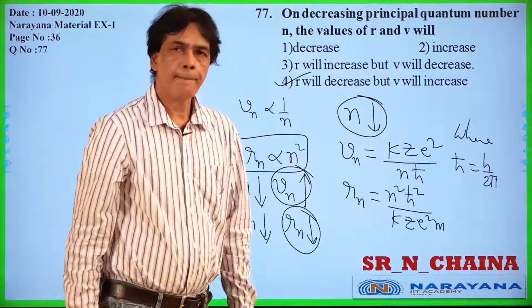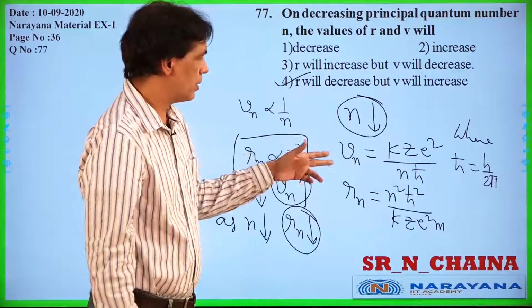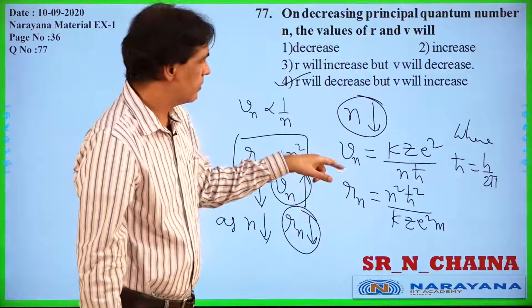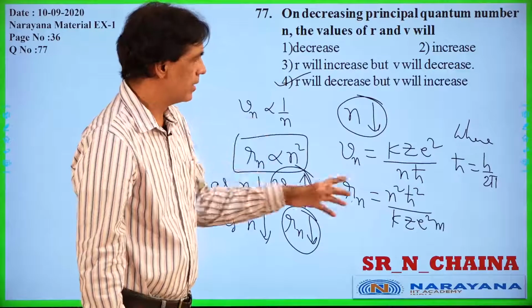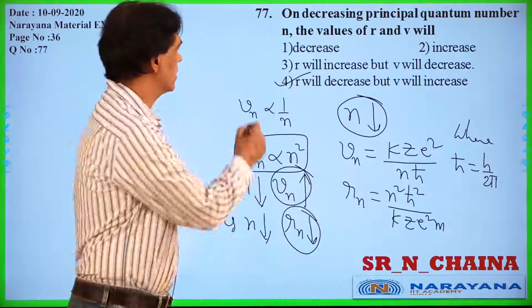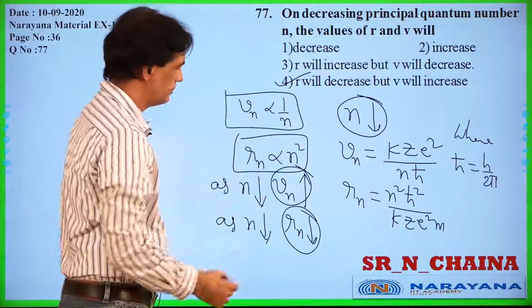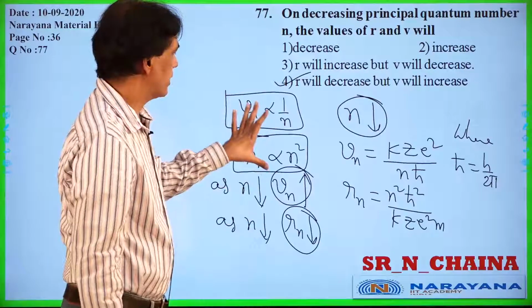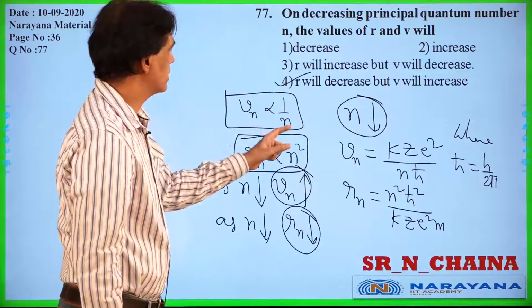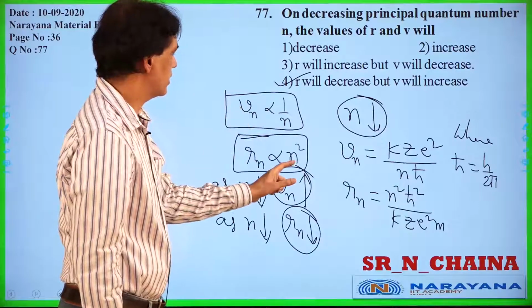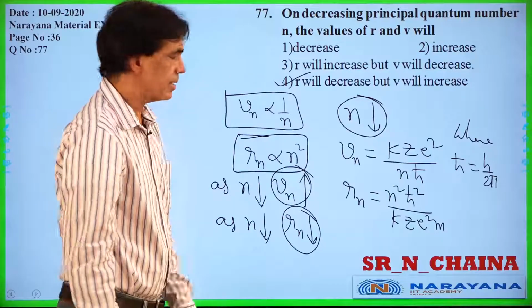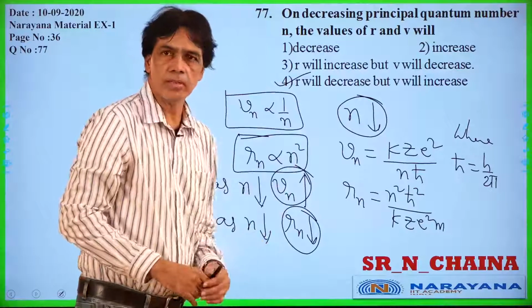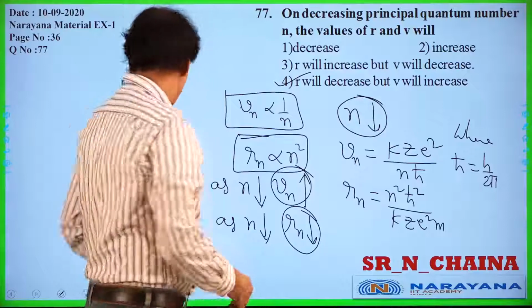By using Bohr's first two postulates, you can find out Vn and Rn values like this. From this we can understand that Vn is inversely proportional to n and Rn is directly proportional to n square. So when n is decreasing, Vn is increasing and Rn is decreasing. That's it. So the fourth option is the correct one. Okay, let's see the next one.